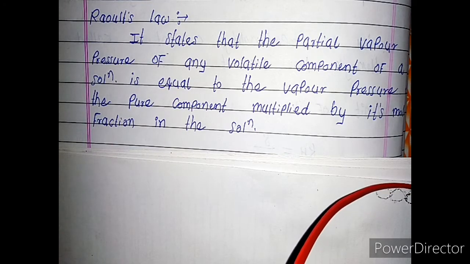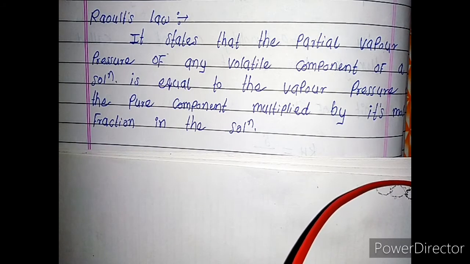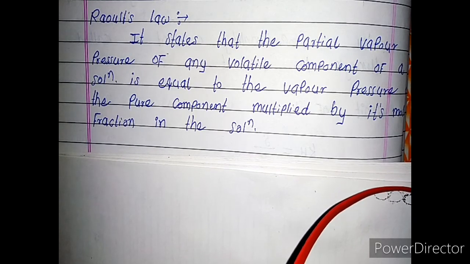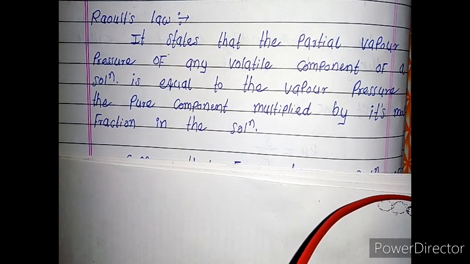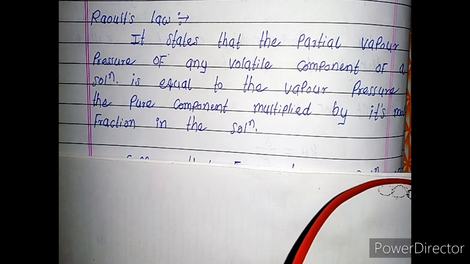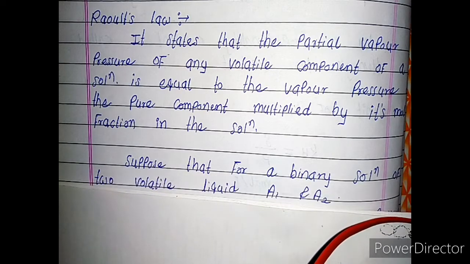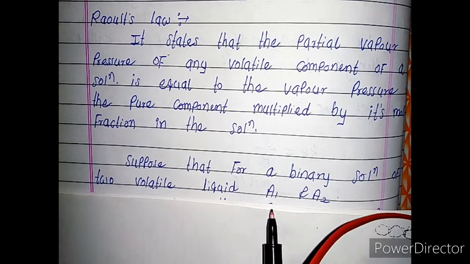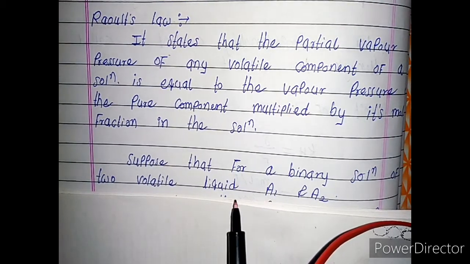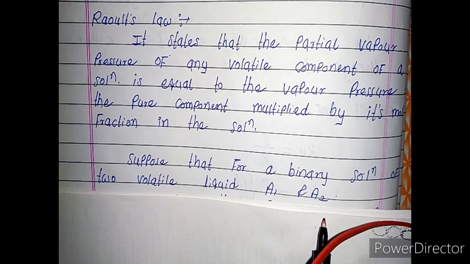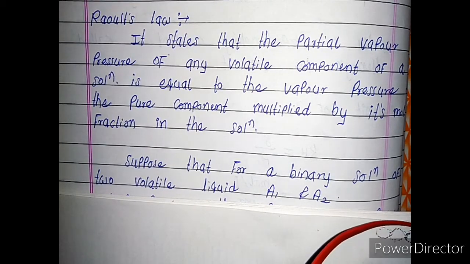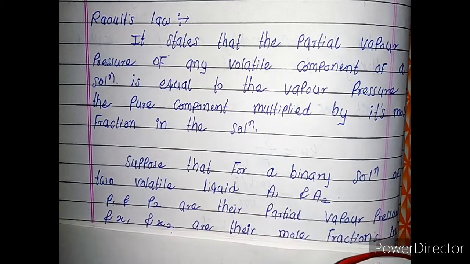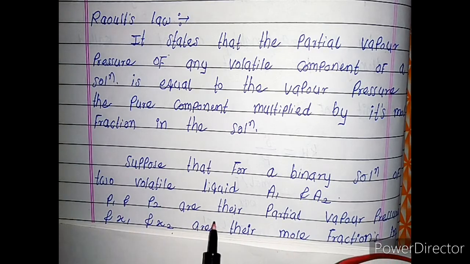For that purpose, again you have to consider a binary solution, for understanding or for the mathematical proof of Raoult's law. Suppose we have a binary solution, that means a two component solution. Suppose we have a solution of two volatile liquid components A1 and A2. Both are volatile, no doubt, both produce their vapor. Now P1 and P2 are their partial vapor pressures.